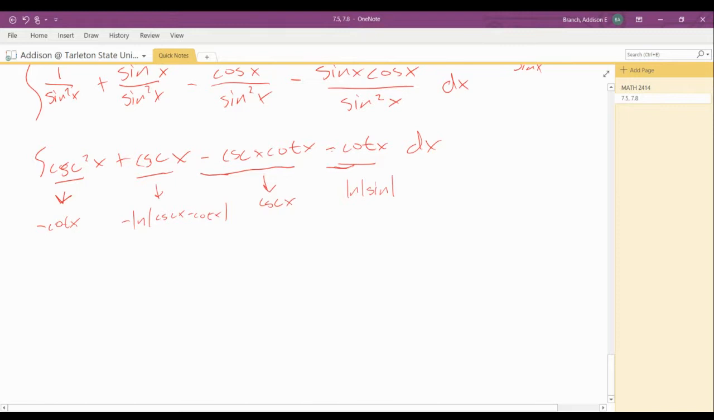So therefore, our final answer, if we rearrange this, would be cosecant x plus the natural log of the absolute value of sine of x minus cotangent of x minus the natural log of cosecant minus cotangent plus c.